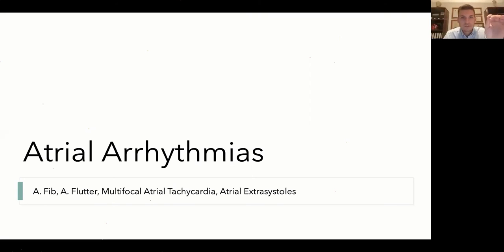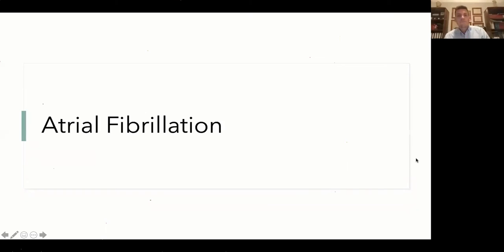Sinus, positive P wave before every QRS. For everyone else, the best part starts now, actually, okay? Atrial arrhythmias. Oh, and of course, we would start with atrial fibrillation.